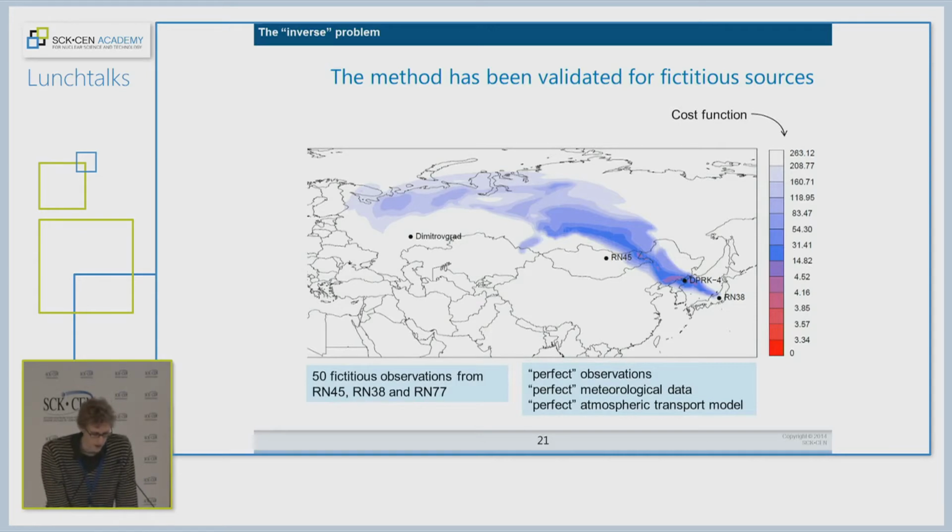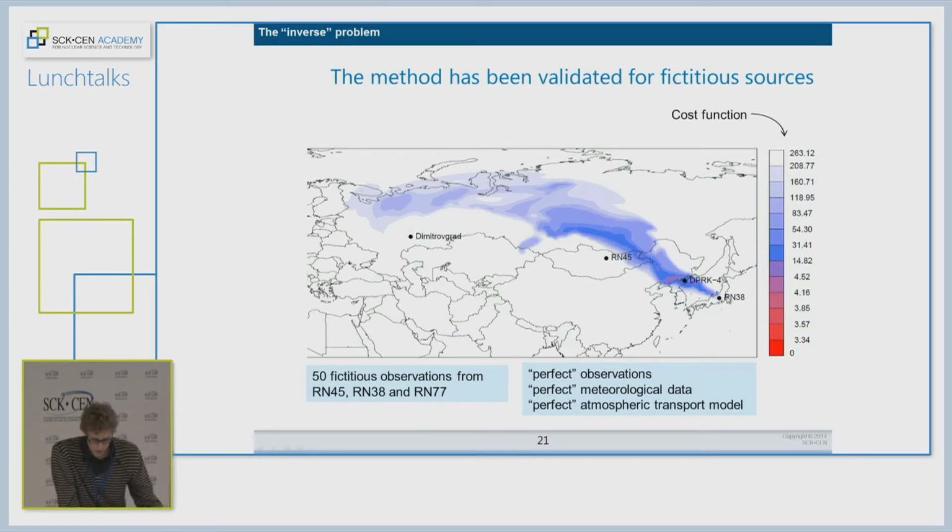Here we have validated our method with fictitious sources. We have used 50 fictitious sources for 3 stations, and for this validation we can use perfect observations, perfect meteorological data, and perfect atmospheric transport models.